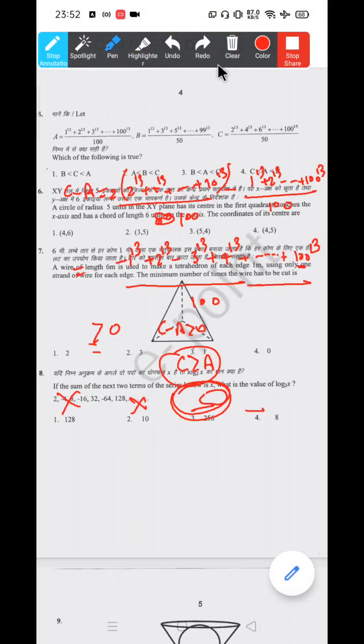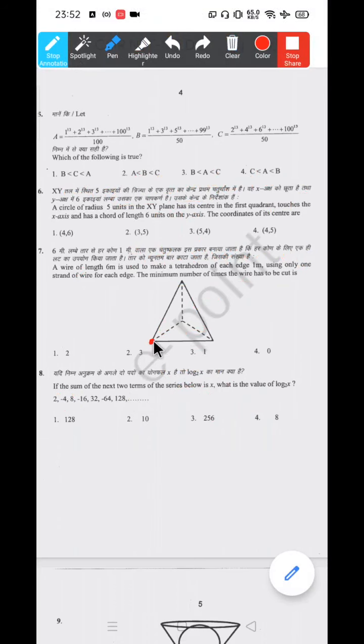Okay, using only one strand. So suppose if I start from here, say 1, say 2, say 3, next say this is 4, this is 5, now I need to cut, say this is 2, only one cut required I think. Yes, option C. Okay, let us see the next one.